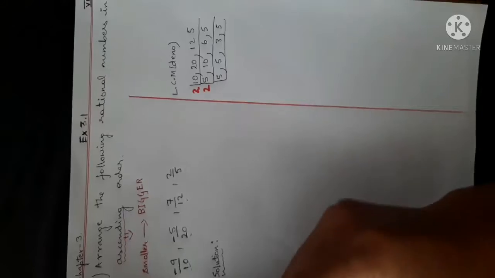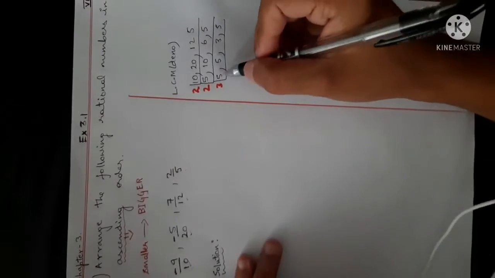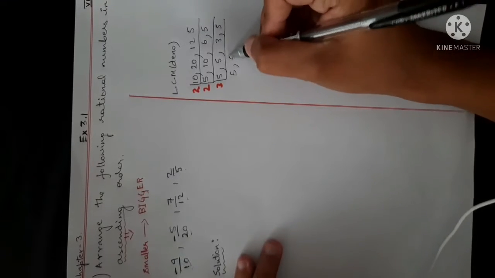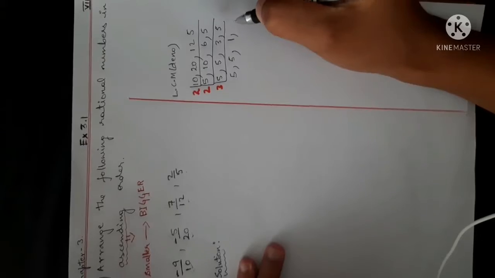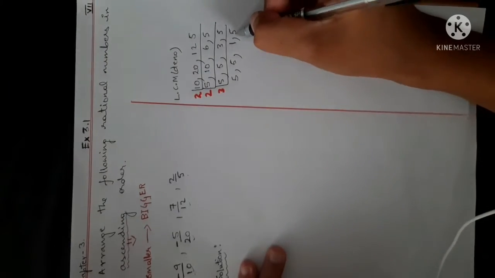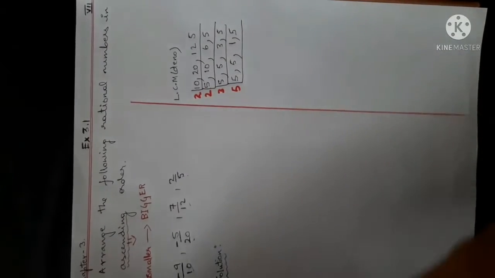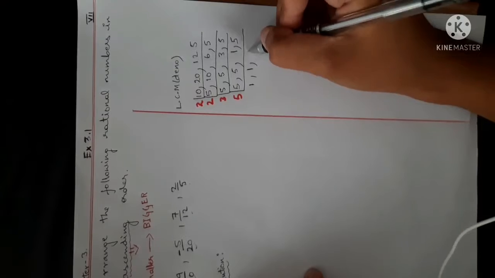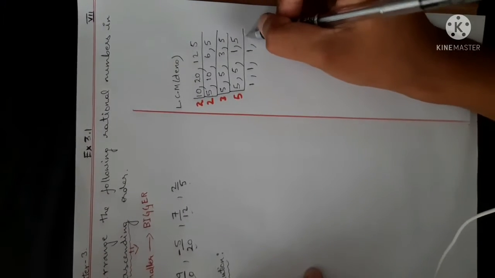Next, let us go by 3. 3 into how much equal 5? There is no number, we just write 5. 3 again, into how much equal 5? No number. 3 into 1 equal 3. 3 into how much equal 5? No number, so we just write 5. So next, we go with 5. 5 multiply 1 equal 5, 5 multiply 1 equal 5. 5 into how much equal 1? We just write 1. 5 into 1 equal 5.